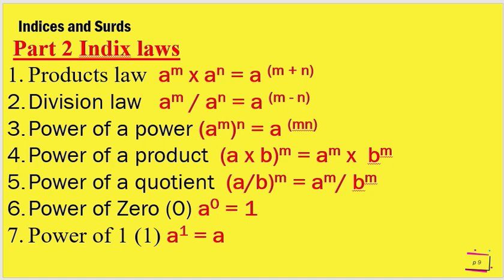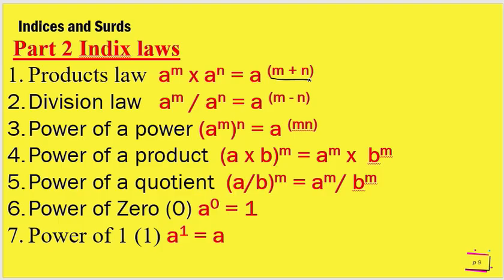We have several rows of indices. The first row of indices is the product row, whereby we have a product of, let's say, two numbers having the same base but different powers. So for such a case, we normally add the indices. We normally add the powers.